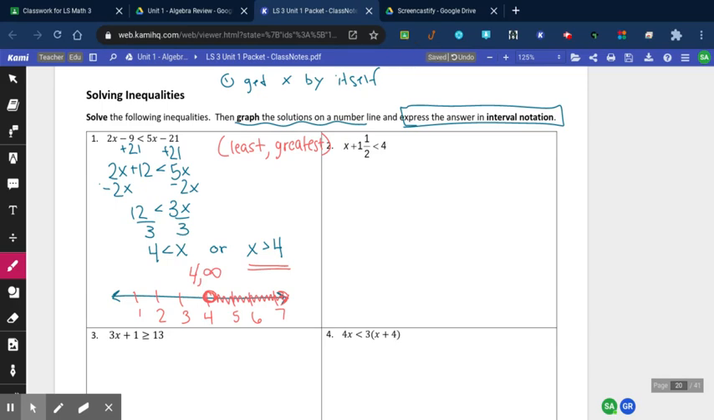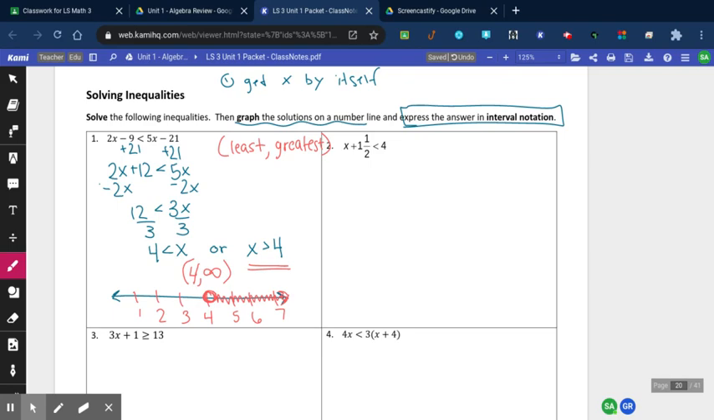Now you just have to think about, do I give it parentheses or brackets, right? So I'm not including 4 because it's only greater than. So that's a parenthesis, and my infinity also always gets a parenthesis on there, okay?